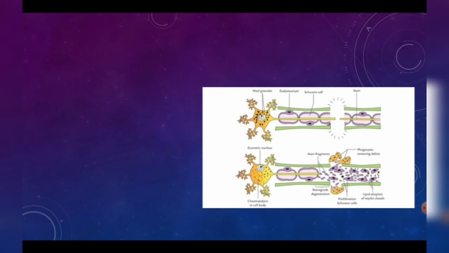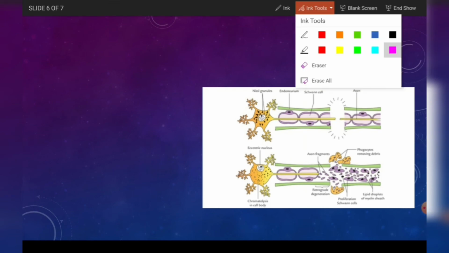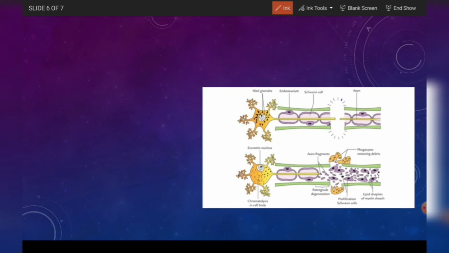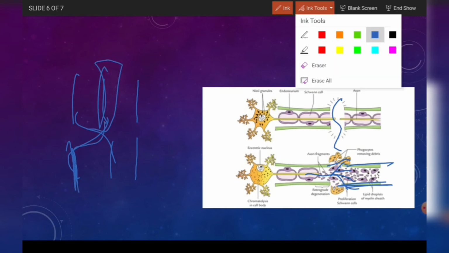Next, this is how a nerve is cut. Here it is cut, and then it will form sprouts and start growing. Here a single neuron is shown, but when many neurons are there, if one type of neuron grows into the distal portion of another type of neuron, we will have Frey syndrome.